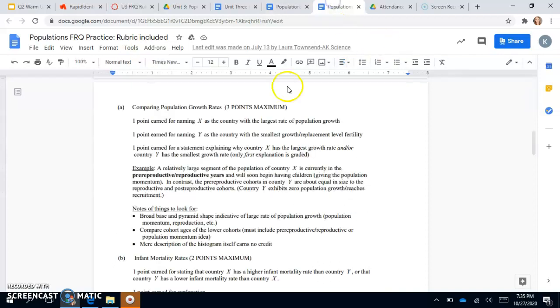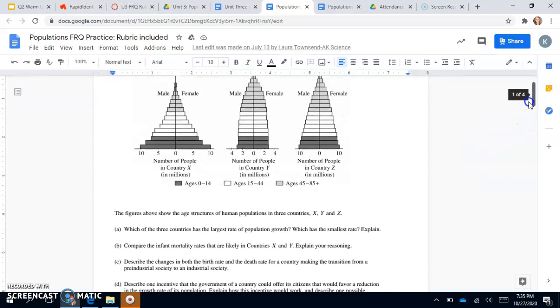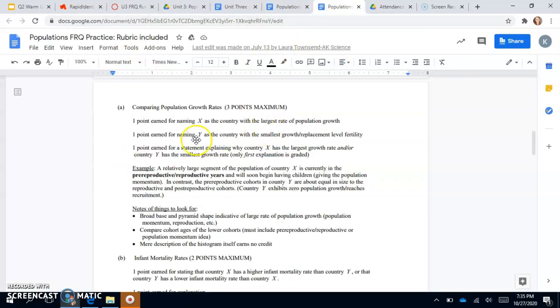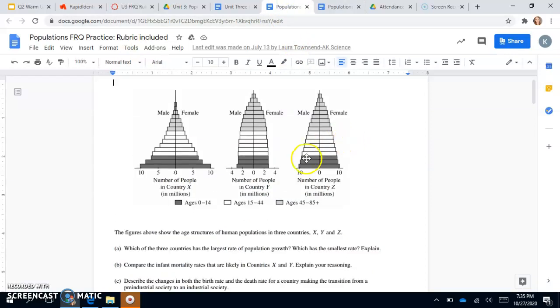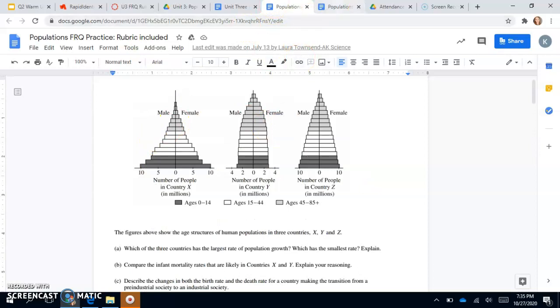So if we go back into our answer here, you can get 1 point for naming X as the country with the largest rate of population. So if we look up here, X is our largest rate of population because it does have the widest base. And then also, Y is the country with the smallest growth / replacement level fertility. And again, here is country Y, and we can tell that because it's got the most narrow base. So we have large population growth here in country X, and then smaller population growth / declining growth in country Y. So that's 2 points. So if you correctly identify those, you can get 2 points.